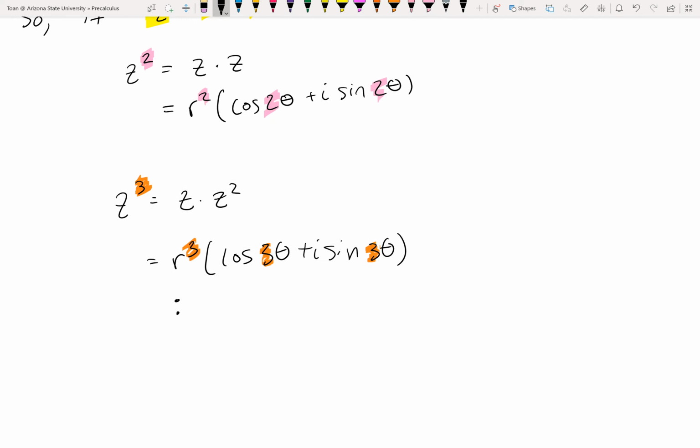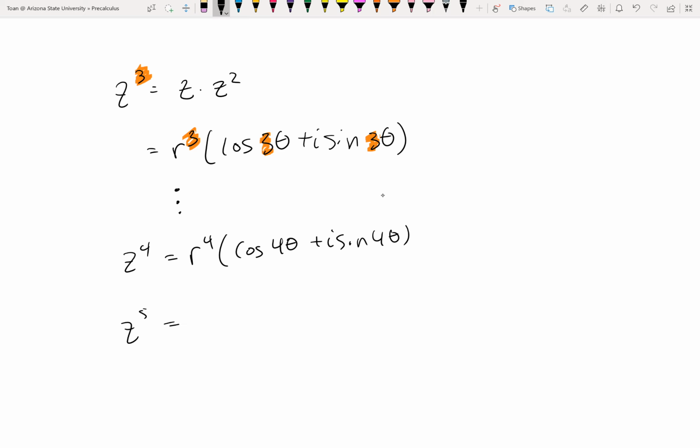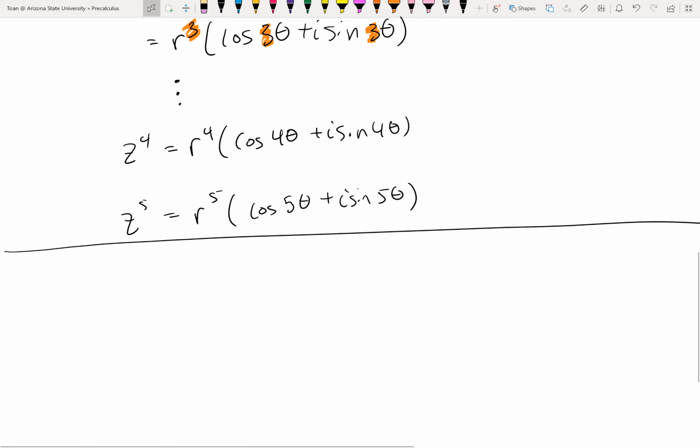So I hope by the pattern we can see that z to the fourth, you'd have the fourth power on the r, and 4 times theta. If you had z to the 5, you'd have r to the 5th power times cosine of 5 thetas, and so forth. This observation, this pattern, is called DeMoivre's theorem. I'm not good at pronouncing French, so pronounce it however you want. But DeMoivre's theorem gives us a way to exponentiate or apply an exponent to a complex number in polar form.